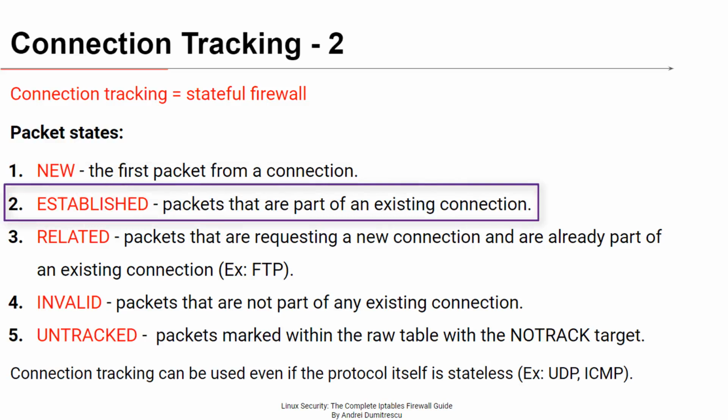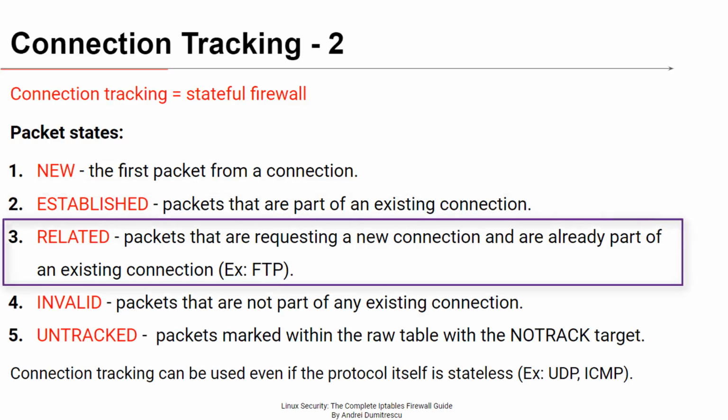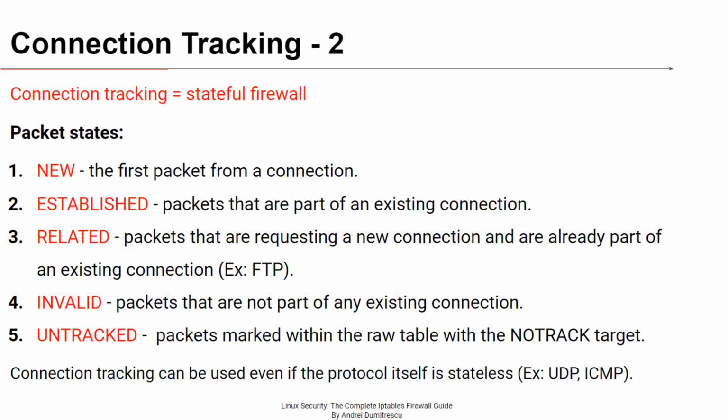Packets in the established state are those that are already part of an existing connection. All packets of the connection starting with the second packet and until the last one are in the established state. Related packets are those that are requesting a new connection but are already part of an existing connection, such as FTP data transfer or an ICMP error. In general, it's good practice to accept these packets.